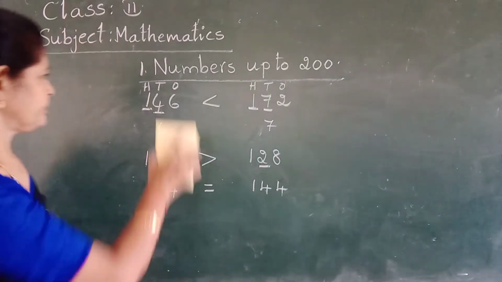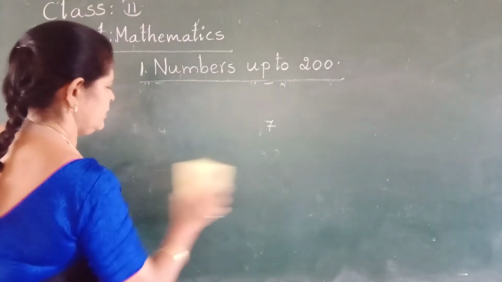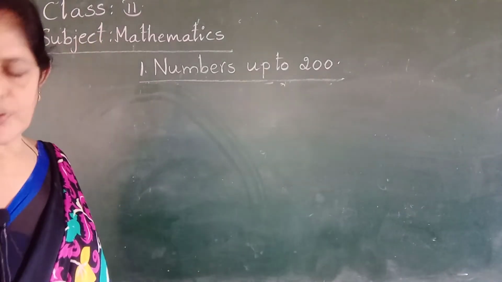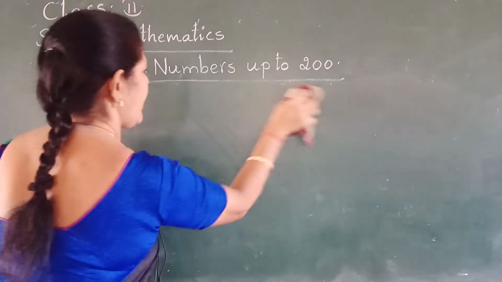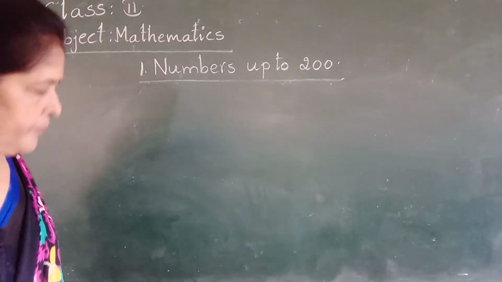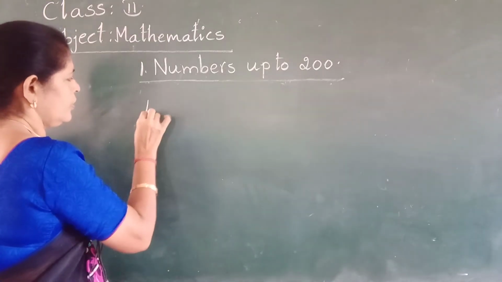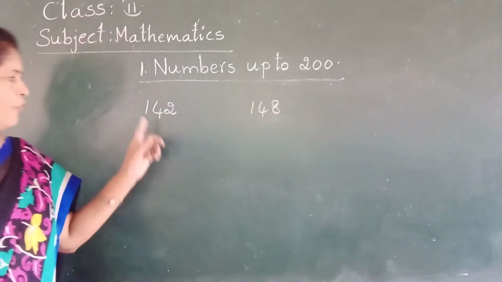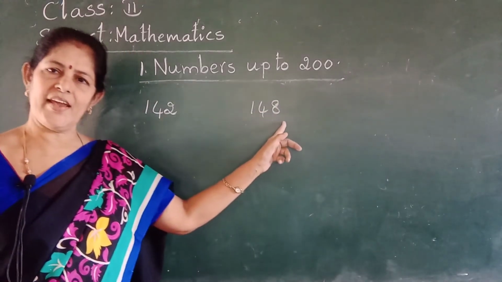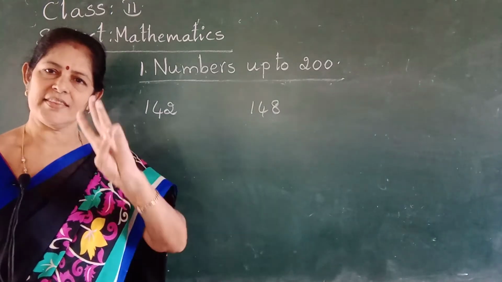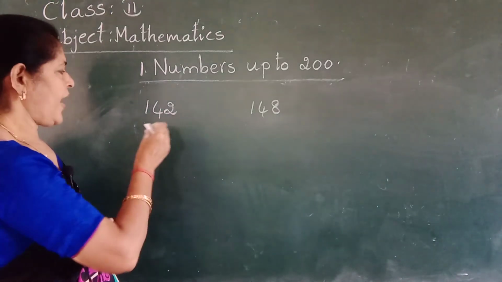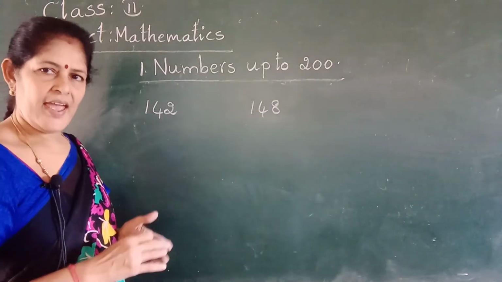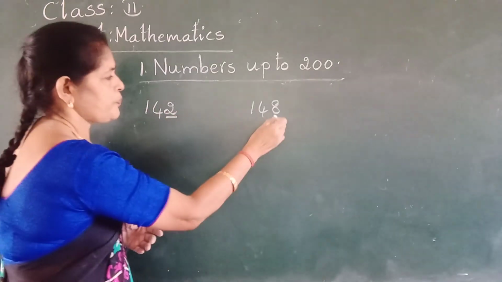Another example. See the numbers first. You look at the numbers. Whatever I wrote the numbers, you have to observe and compare. 142, 148. 142, 148. Both are 3-digit numbers. Now going to compare. Hundreds number is same. Tens number also same. Then we are going to compare ones place numbers.